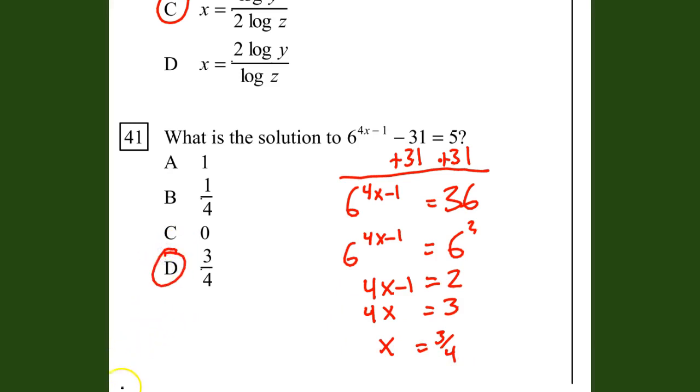All right, I think that concludes the exponents and logarithms section.